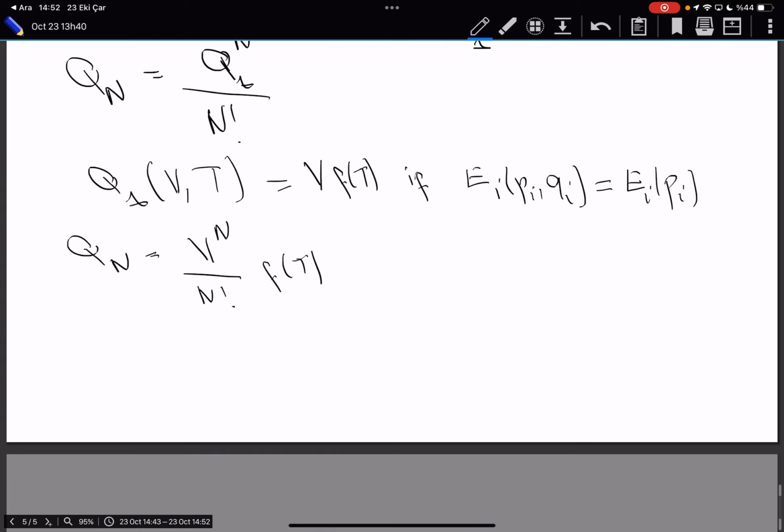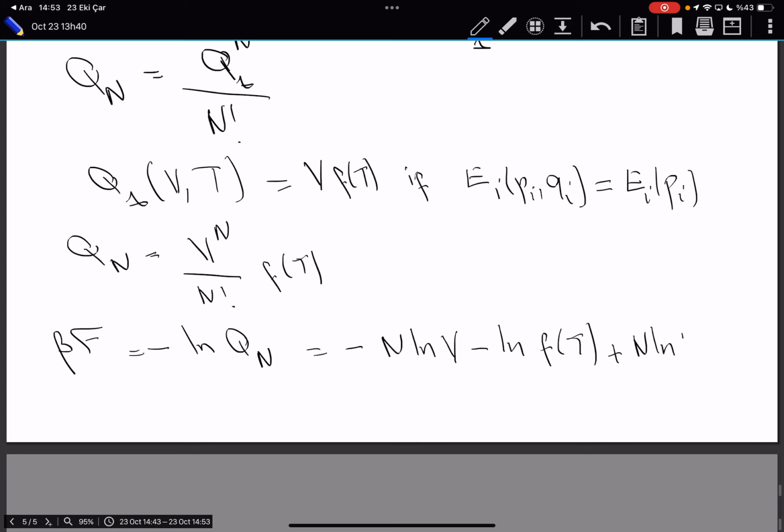And what else can we say? Then remember, we define the free energy F times beta to be minus the logarithm of Qn, which is minus n logarithm of V, minus n logarithm of whatever this function is, and plus n logarithm of n minus n. I just also used the Stirling approximation.